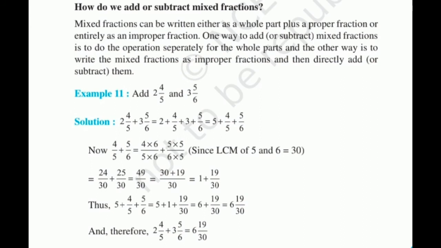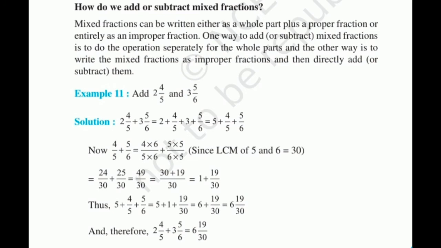As per the first process, the solution will be like 2 4 by 5 plus 3 5 by 6 is equal to 2 will be separated, then 4 by 5 plus 3 5 by 6. So 2 plus 3 is 5. Then we add 4 by 5 and 5 by 6. Now the LCM of 5 and 6 is 30. 4 by 5 can be written as 4 into 6 by 5 into 6 plus 5 into 5 by 6 into 5. The answer will be 24 by 30 plus 25 by 30. When we add these two, we'll get 49 by 30.